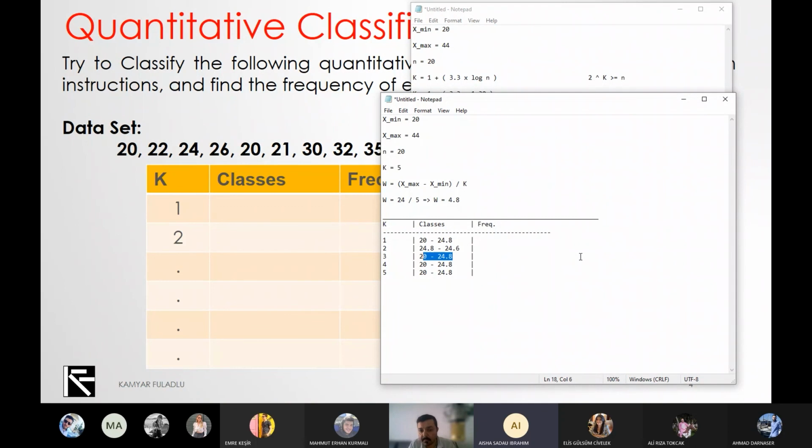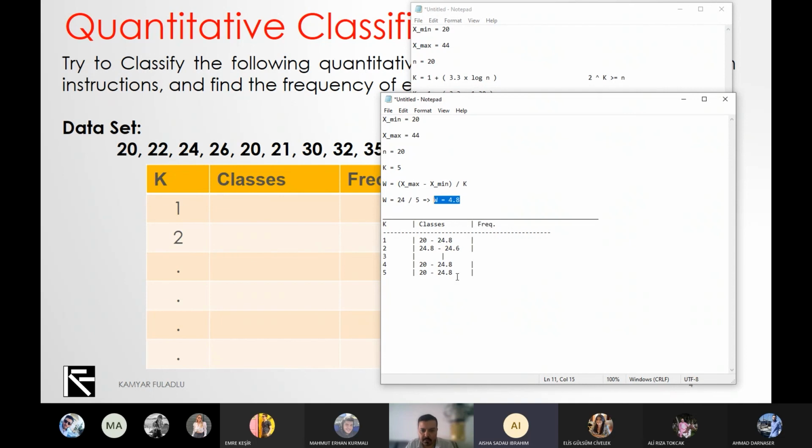Yes. How did we get 24.8? This is our smallest member, isn't it? Yes. And this is our width. Yes. I said 20 plus 20 plus 4.8. Okay, yes, I understand.